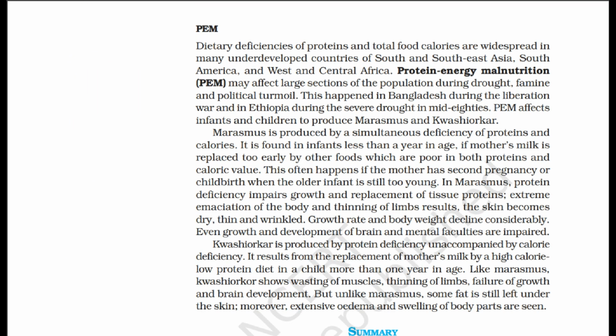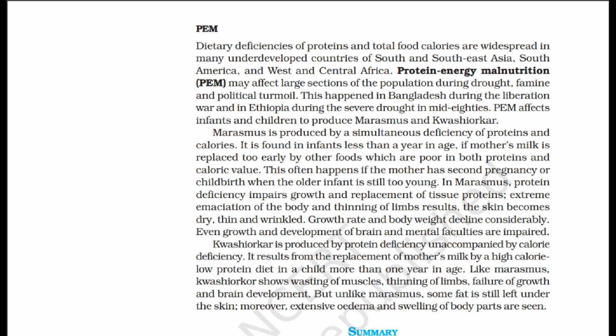PEM. Dietary deficiencies of proteins and total food calories are widespread in many underdeveloped countries of South and Southeast Asia, South America, and West and Central Africa. Protein energy malnutrition, PEM, may affect large sections of the population during drought, famine, and political turmoil. This happened in Bangladesh during the Liberation War and in Ethiopia during the severe drought in the mid-80s. PEM affects infants and children to produce marasmus and kwashiorkor.